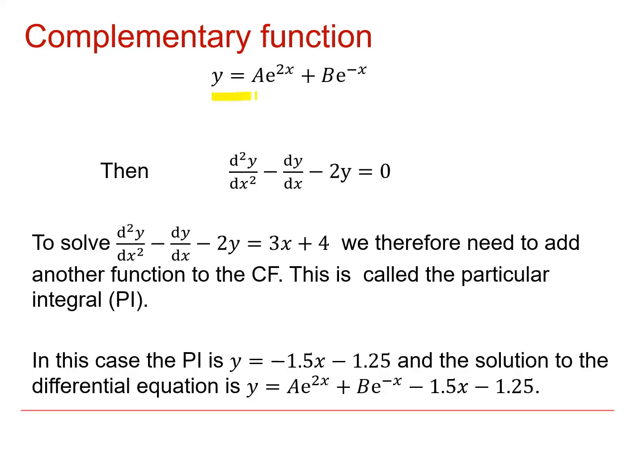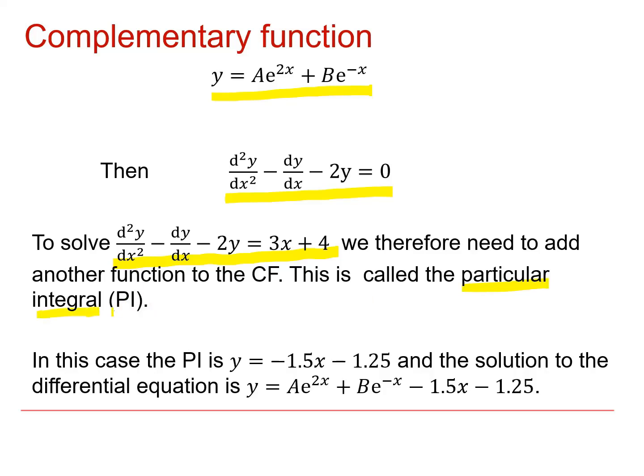So if the complementary function is this, then we know that this is equal to naught. And you could verify this by differentiating this a couple of times and plugging everything into here to see that you do in fact end up with 0. However, we want to solve this thing, which is not equal to naught but is equal to 3x plus 4. And so we therefore need to add another function to the complementary function. And this is called the particular integral.